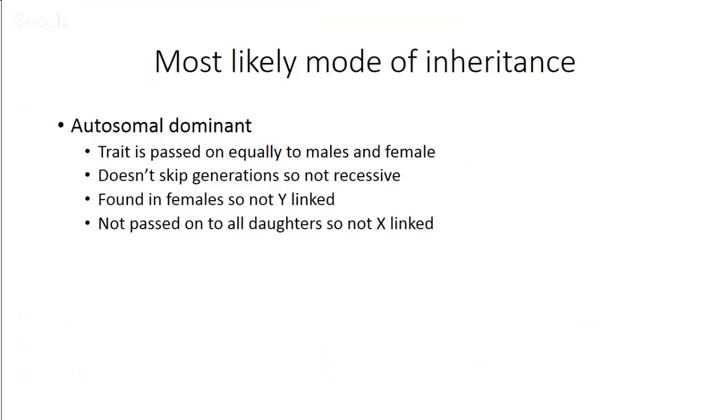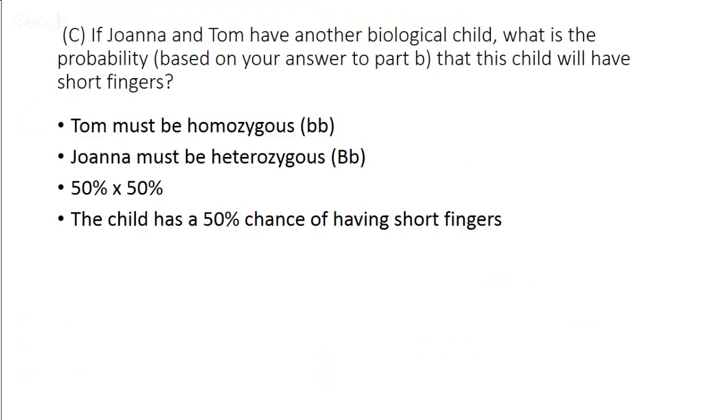Now, is it dominant or recessive? Well, it doesn't skip generations, so we know it's not recessive, so it has to be dominant. So could it still be X-linked? Well, it's not passed on to all the daughters from the father, so no, it can't be X-linked. So my conclusion is that it's autosomal dominant.